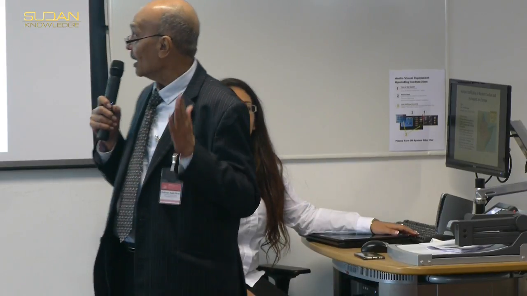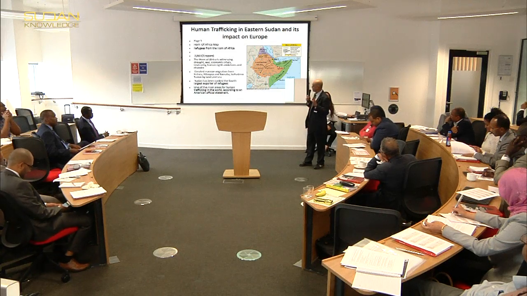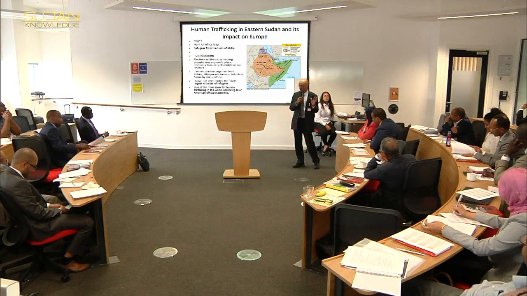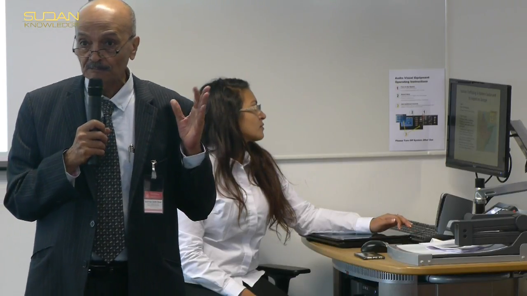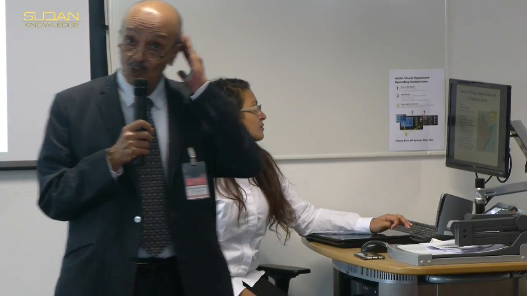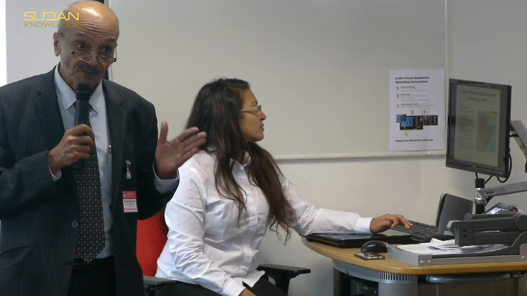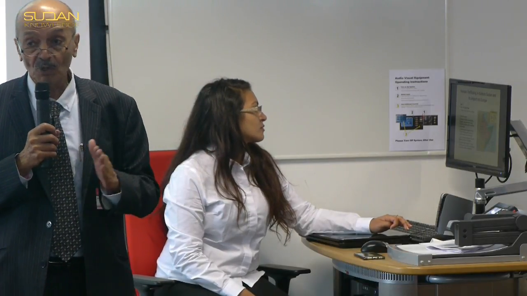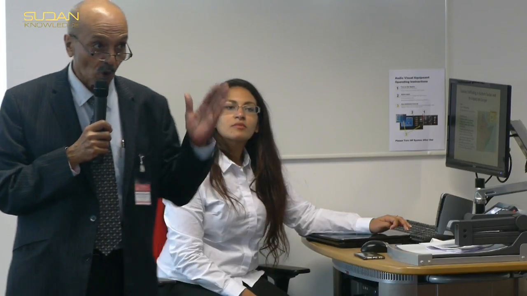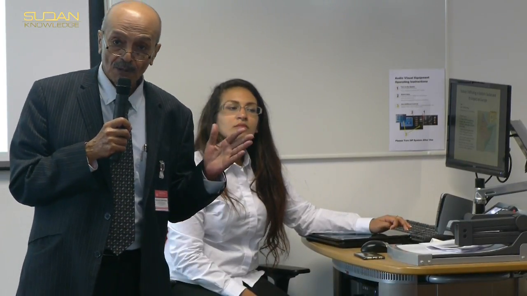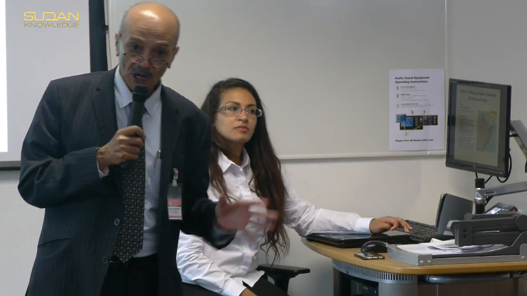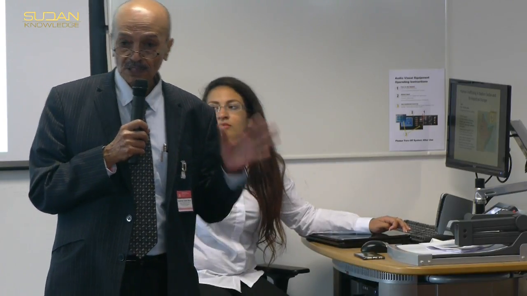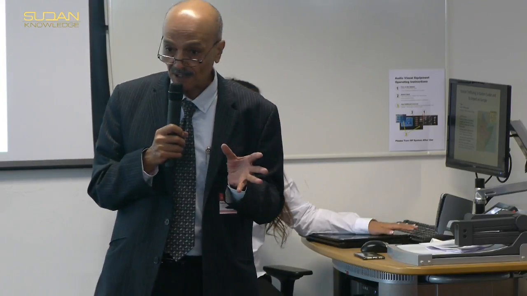Actually, as I said, the three countries which export refugees to Eastern Sudan are Eritrea, Ethiopia, and Somalia. Eastern Sudan witnessed refugees from Eritrea since 1960 when they started the liberation war in Eritrea, and there were about 800,000 Eritreans. This is the official number, but the real number is more than that because we have tribes which are divided between Sudan and Eritrea.